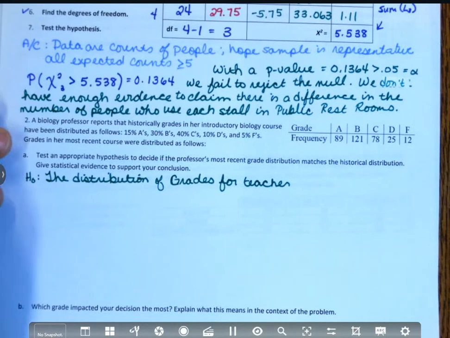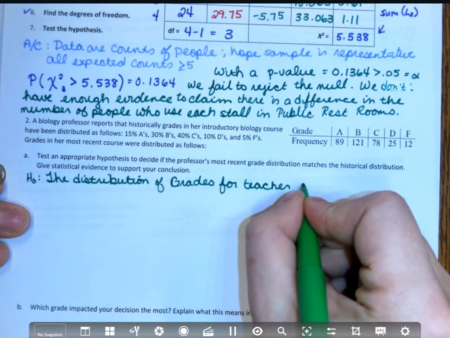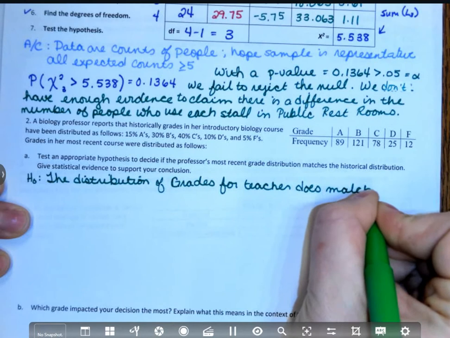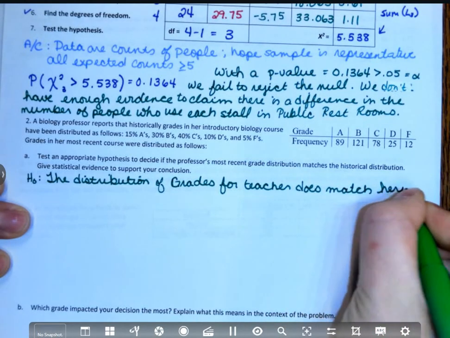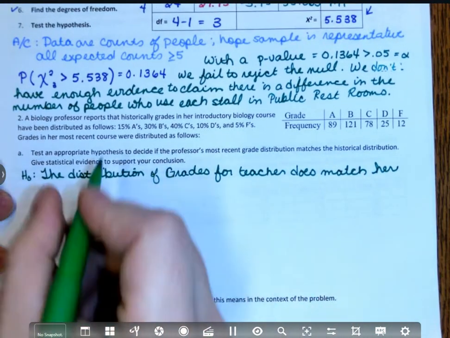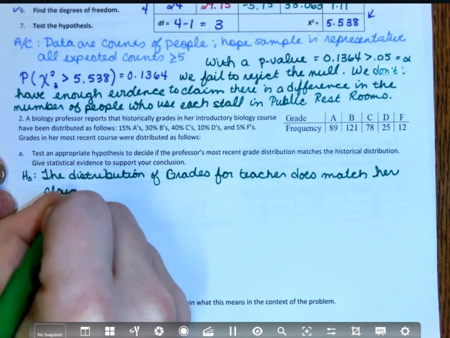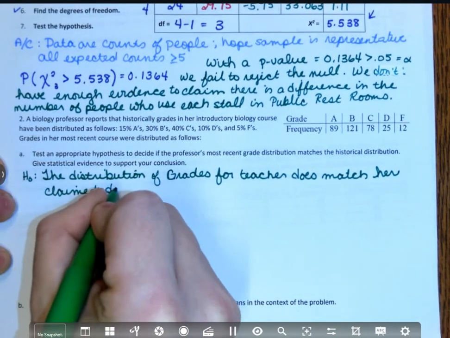And for the null hypothesis, are we looking for does match or does not? Matches, so does match. And then you don't need to list out all of the things. You can just say does match her claimed distribution.